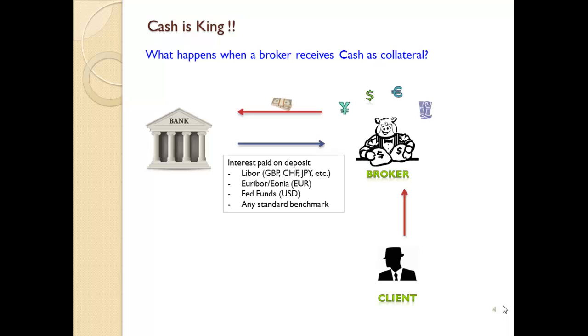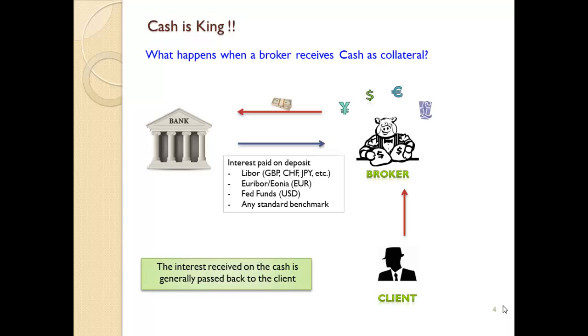This central bank would then pay an interest on this cash that is deposited based on a standard benchmark. It could be EONIA for euros, LIBOR for sterling, or Fed funds for dollars, or any standard benchmark. The interest that is received by the broker is then usually passed back to the client. To clarify, this behavior is not specific to securities lending. You will see this behavior across other financial products as well when cash is used as collateral.